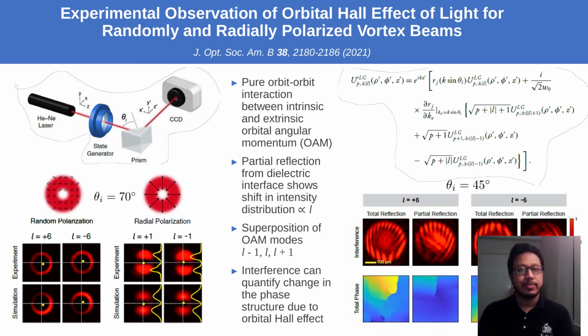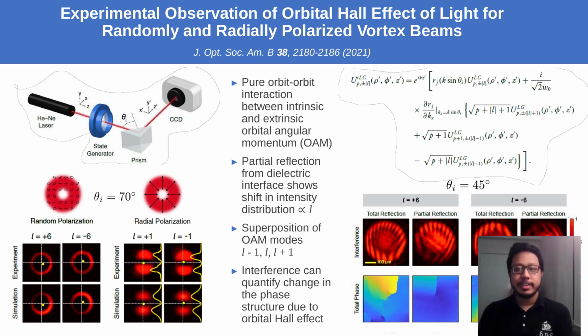Light carries three types of angular momentum. First is the spin angular momentum, which owes its origin to the circular polarization of light. This can be plus or minus 1, depending on whether it's left circularly polarized or right circularly polarized. Next, we have the intrinsic orbital angular momentum of light, which is related to the helical wavefront. This is represented by L, which is the number of intertwined helices. Then we have extrinsic orbital angular momentum, which is connected to the position of the field.